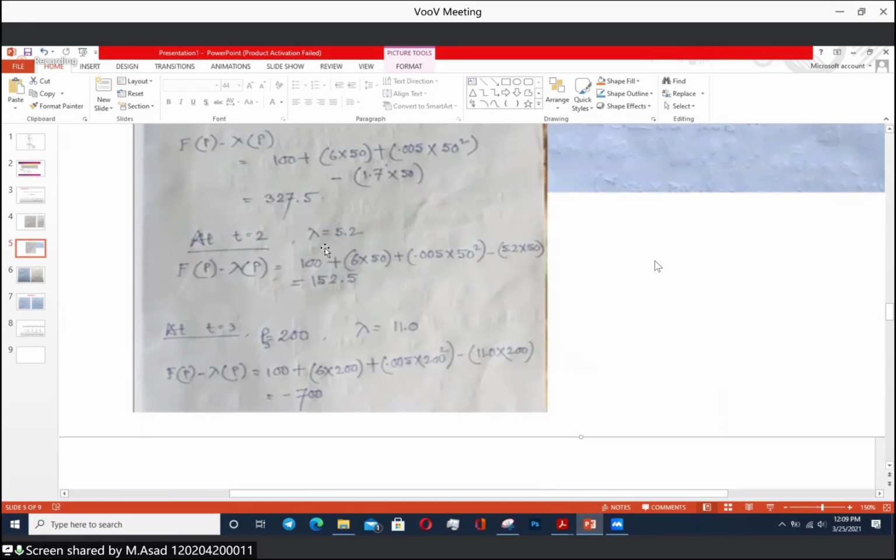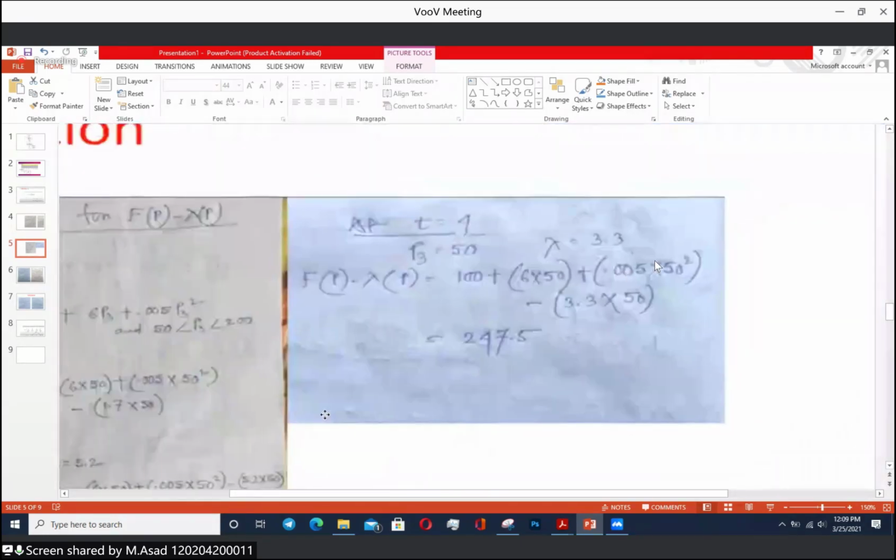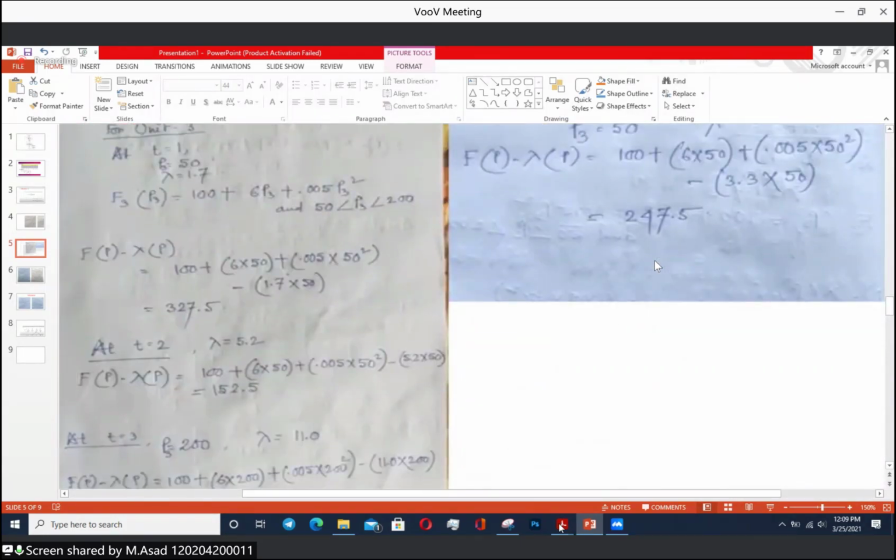At the second hour, we take lambda equal to 5.2 as already calculated, and we calculate these things, and it is 152.5, and at the third hour it is minus 700, and at the fourth hour it is 247.5.